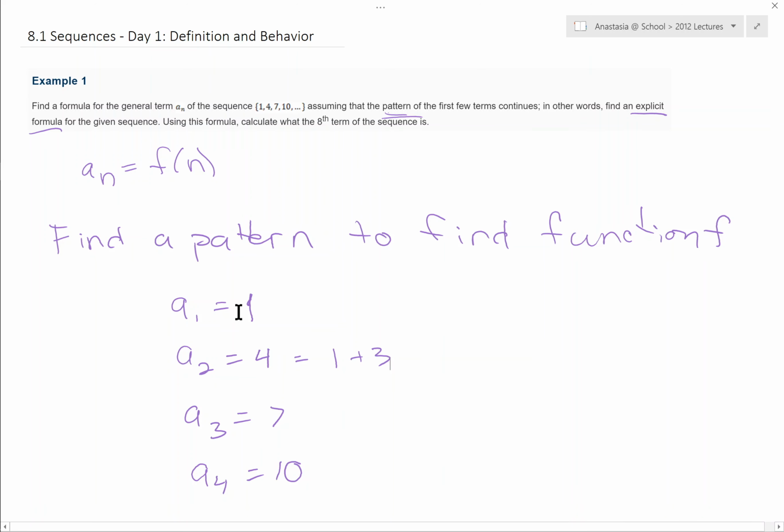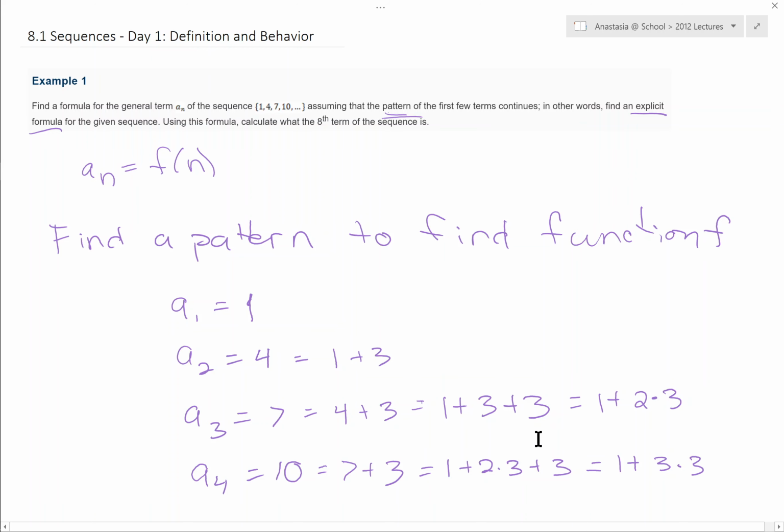Okay, so we have 1, which comes from our first term, plus 3. Our third one is equal to the previous one plus 3. So that would be 4 plus 3. But we know that 4 can be written as 1 plus 3. So this would be 1 plus 3 plus 3, or we can think of this as 1 plus 2 times 3. The last one is 10, which is 3 more than our previous. So we could write that as 7 plus 3, but the 7 we know can be rewritten as 1 plus 2 times 3. So we have 1 plus 2 times 3 plus 3. Now we have 3 threes being added, so we're going to have 1 plus 3 times 3.